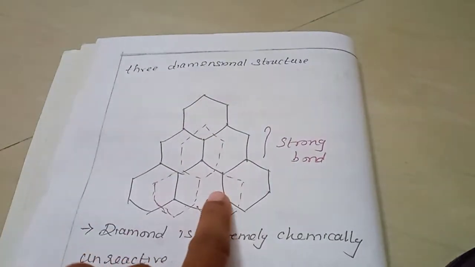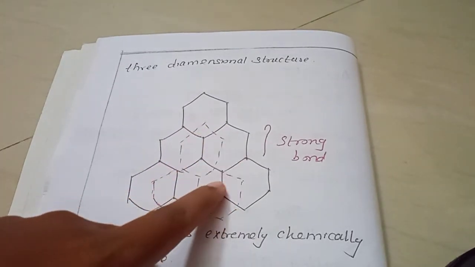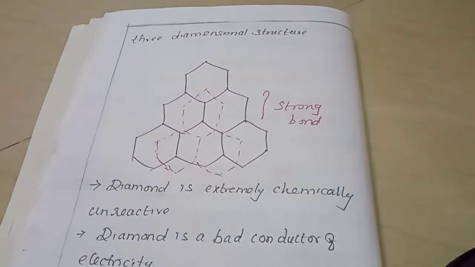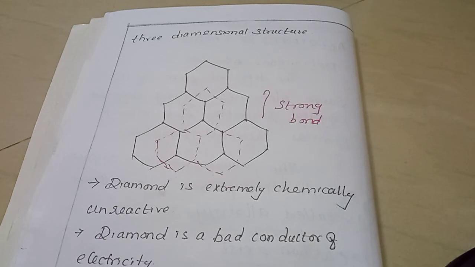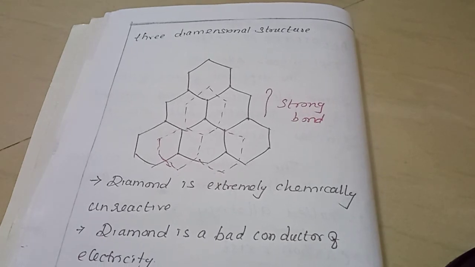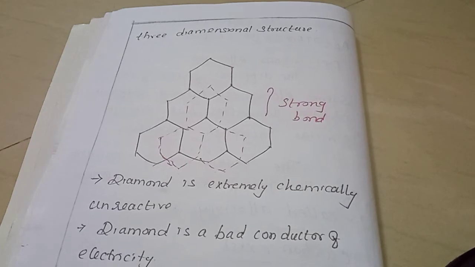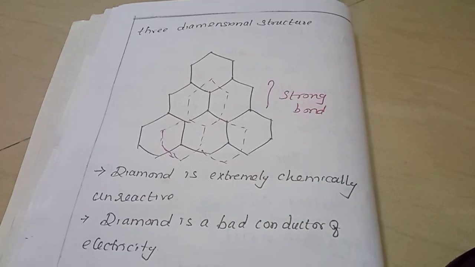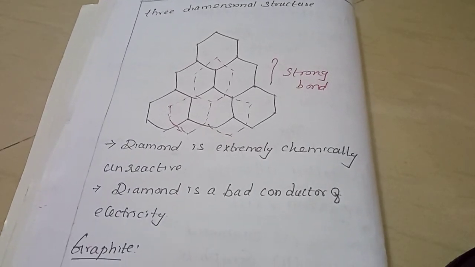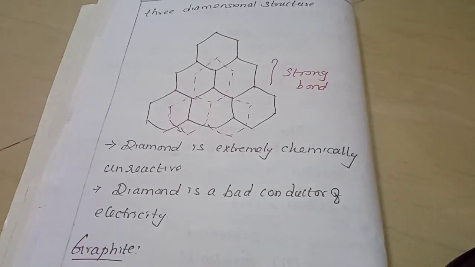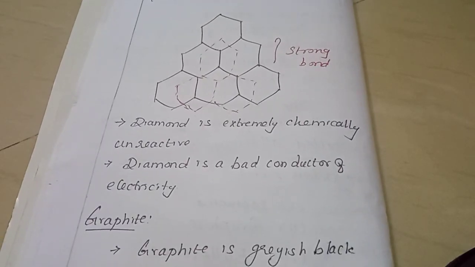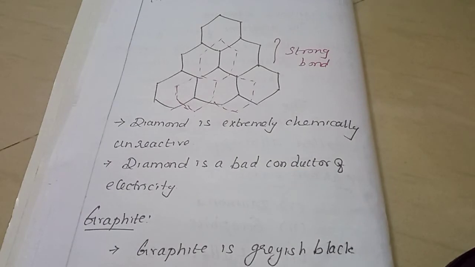Hence, this is the diamond structure. In diamond, the carbon is bonded to 4 other carbon atoms, forming strong bonds. Hence it is the hardest, and it is a poor conductor of electricity because it doesn't have any free electrons. As I discussed earlier, to have conductivity we should have free electrons. If we don't have free electrons, they are not going to conduct electricity. And the diamond is extremely chemically unreactive. The reason for this is that it is connected to 4 other carbon atoms and does not have any free electrons.